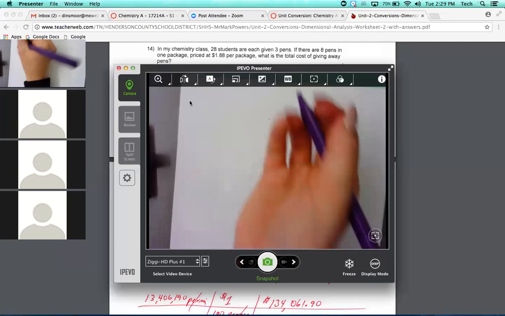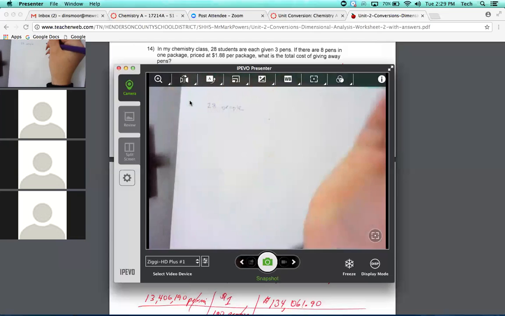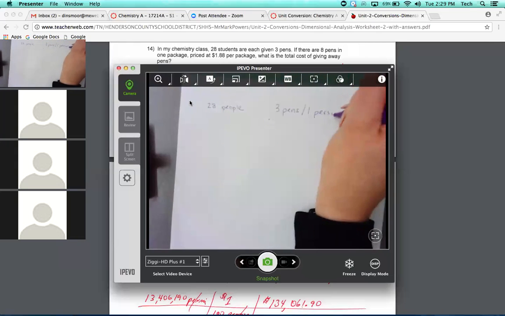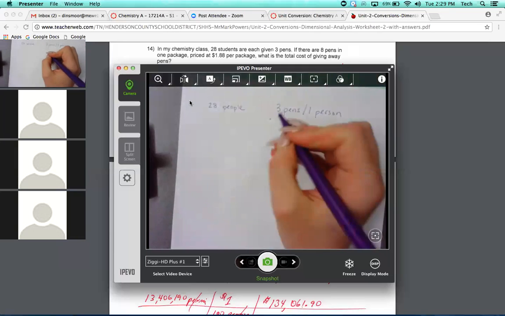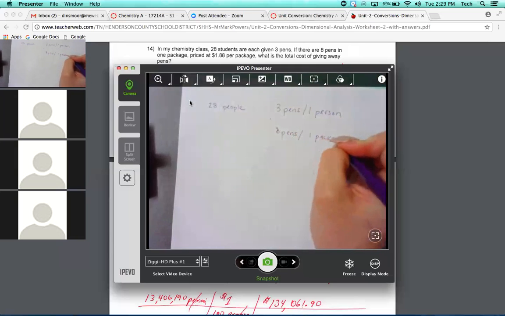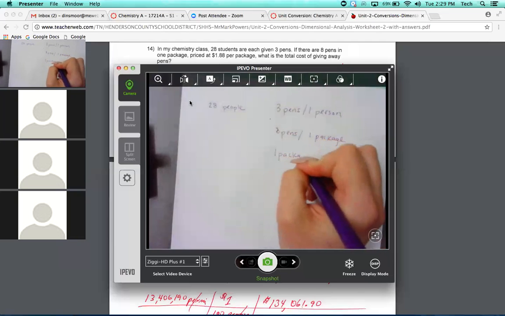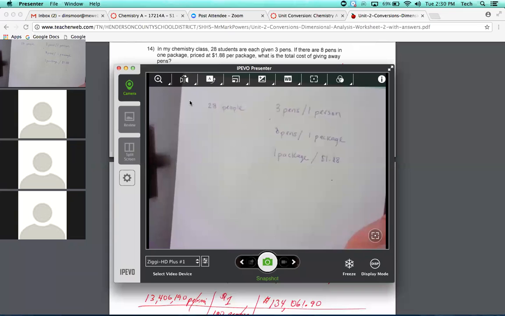So we know that we have 28 people. We know that we have 3 pens per 1 person, right? Each person gets 3 pens. We also know that there's 8 pens in 1 package of pens. We know that 1 package is priced at $1.88 per package. So we want to know how much money that chemistry teacher just spent to give everyone 3 pens.